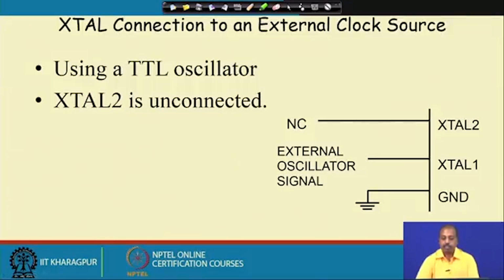It can also be a TTL based oscillator. That can also be connected. So, from an external source, in that case we do not connect anything to XTAL 2, but to XTAL 1 we connect the oscillator output, okay, and XTAL 2 is grounded.